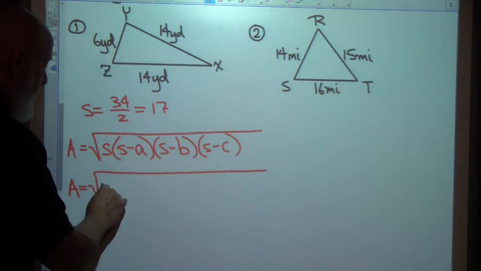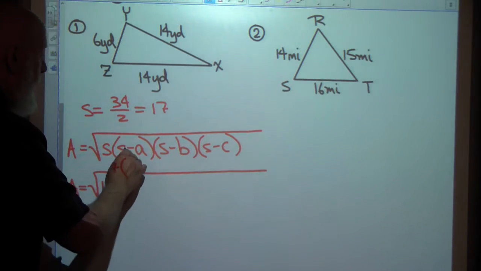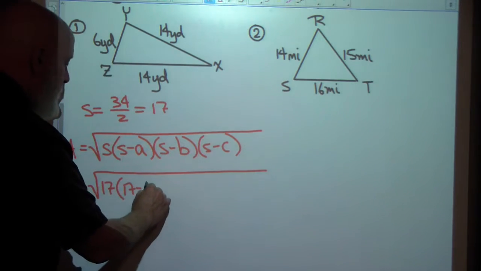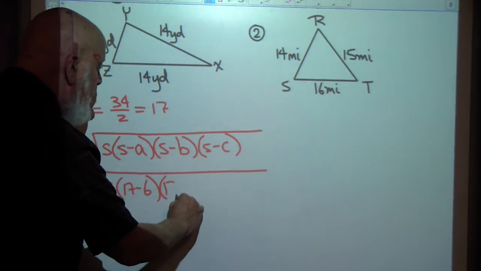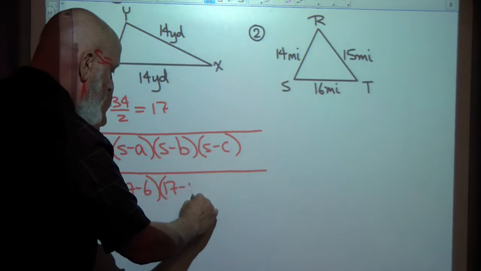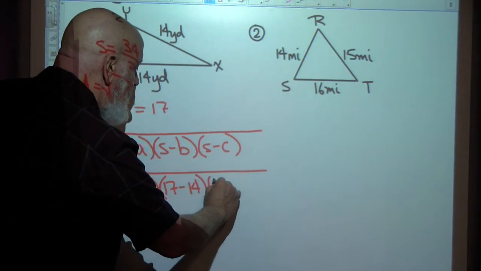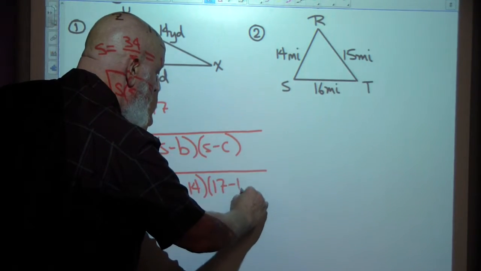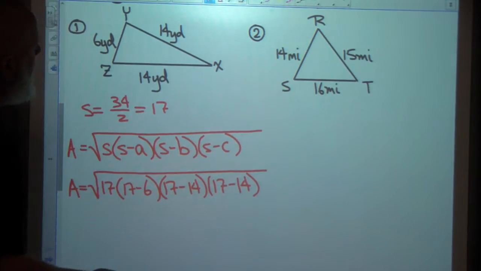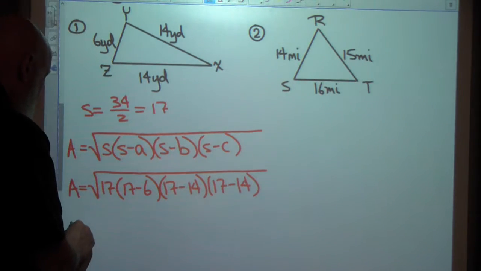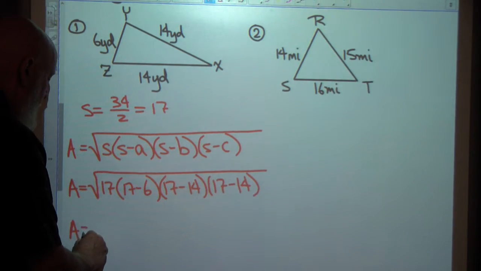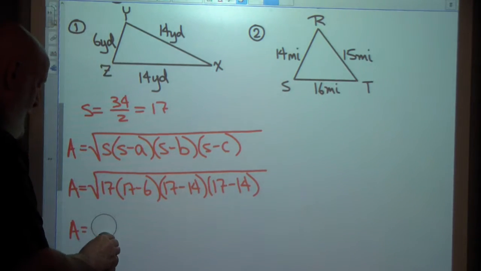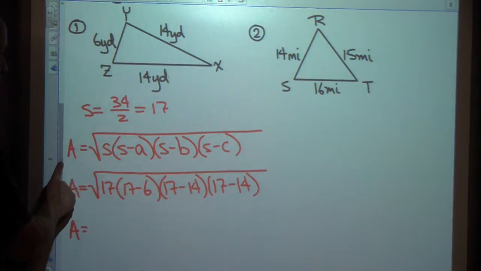S I just found was 17. Hopefully I did my arithmetic correctly. S minus A would be 17 minus 6, 17 minus 14, 17 minus another 14. That's isosceles. It doesn't look like it. My drawing isn't very good. And then we perform this operation with our calculator and round to the nearest tenth, because that's what we were asked to do. So let's see what we get.